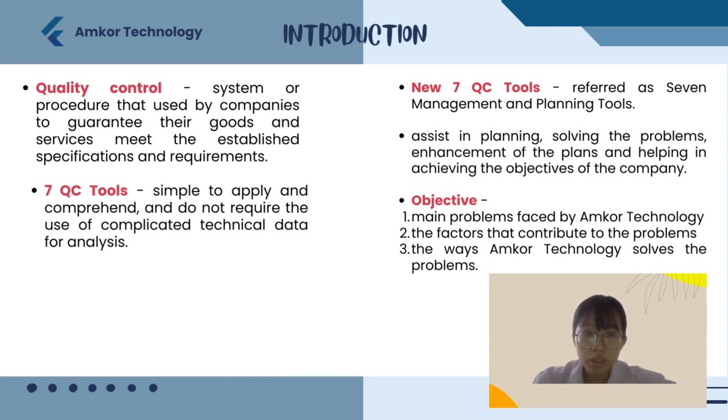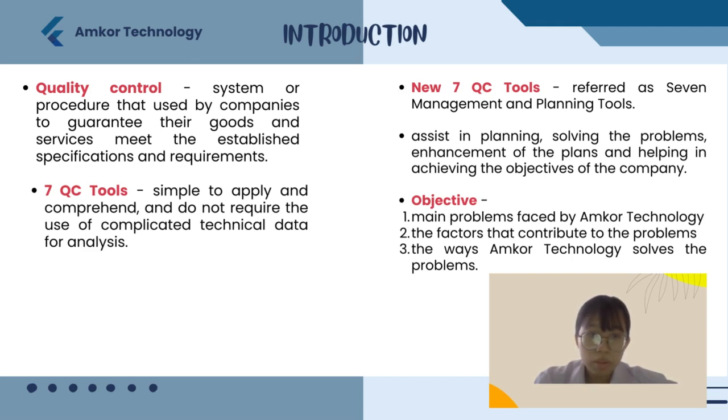Quality control can be defined as a system or procedure used by companies to guarantee their goods and services meet the established specifications and requirements. This system or procedure makes sure that the quality and uniformity of the company's products and services are maintained in order to avoid the production of defective or low quality goods. Next, the 7 QC tools are simple to apply and comprehend and do not require the use of complicated technical data for analysis.